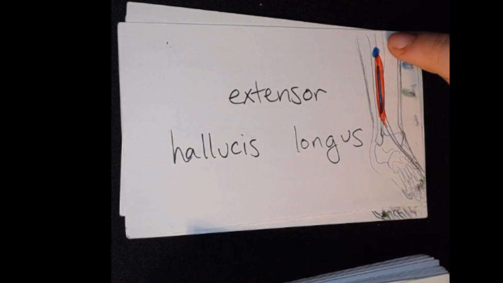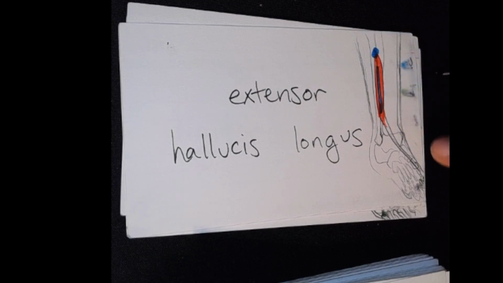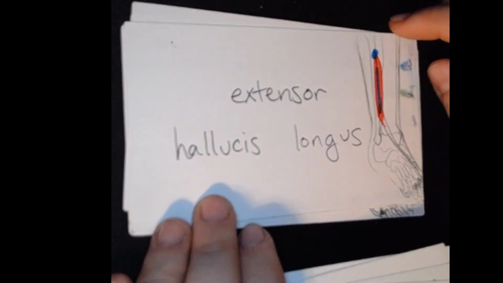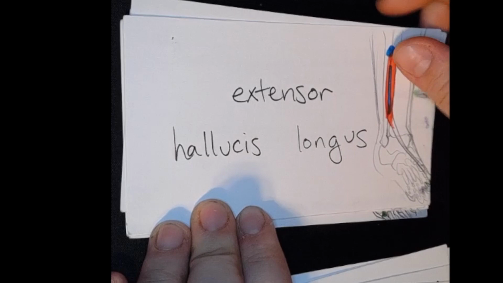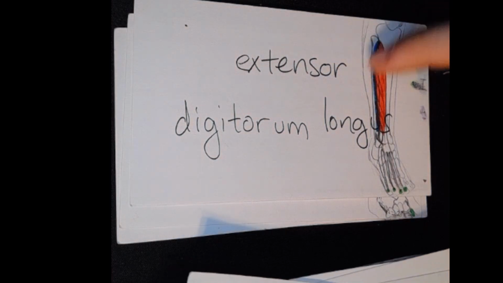Extensor hallucis longus. Origin: fibula and interosseous membrane. Insertion: distal phalanx of great toe. Action: extends great toe and assists in subtalar inversion and assists in talocrural dorsiflexion. Innervation: deep peroneal nerve.